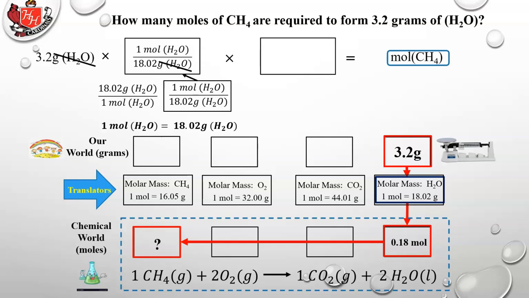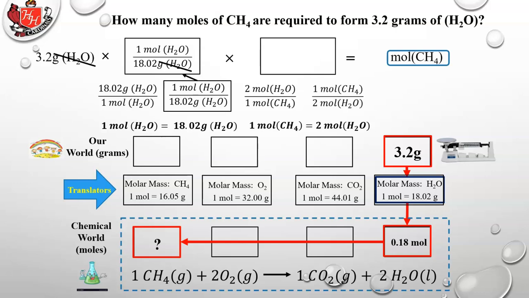Now we need to get from moles of H2O over to moles of CH4. So again, just like the last problem, we get that equivalency out of the chemical equation. And it's simply 1 mole of CH4 equals 2 moles of H2O. It comes straight out of the equation. Okay, so now we need to make two conversion factors out of that. There they are. You need to choose which one you're going to use. Think about it. Which one of those two are you going to use? And the answer is we're going to use this one.